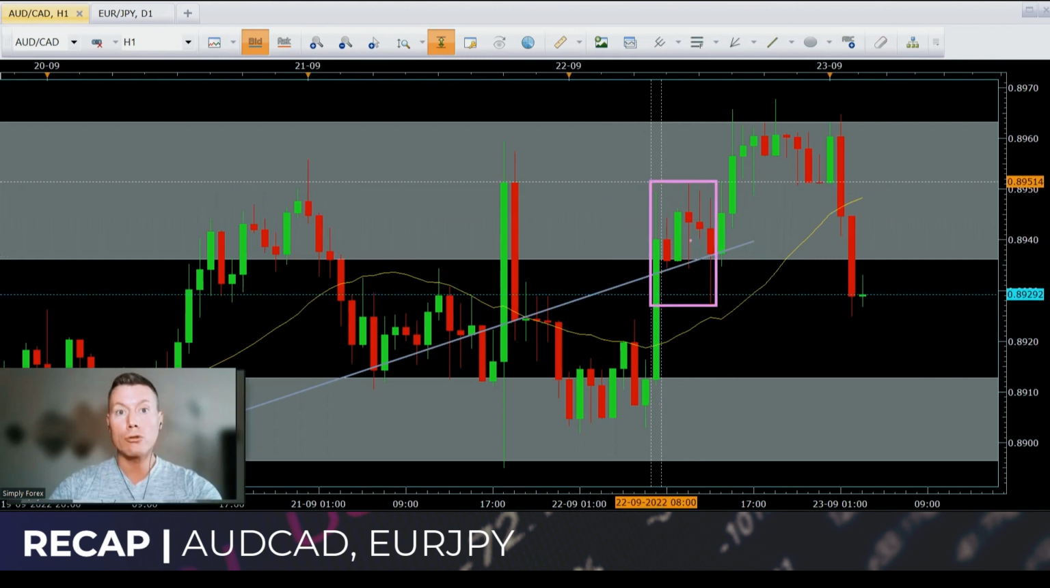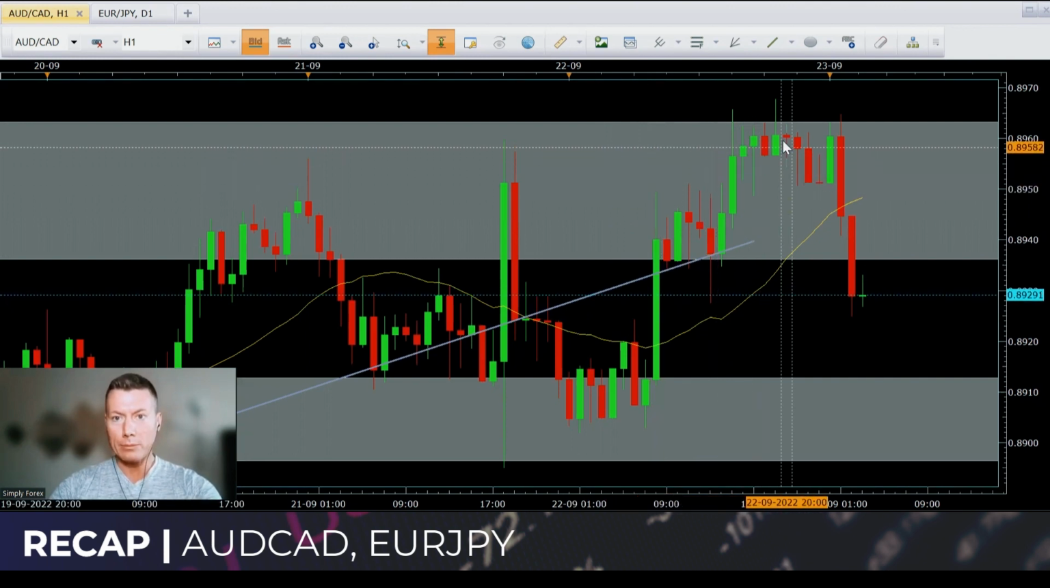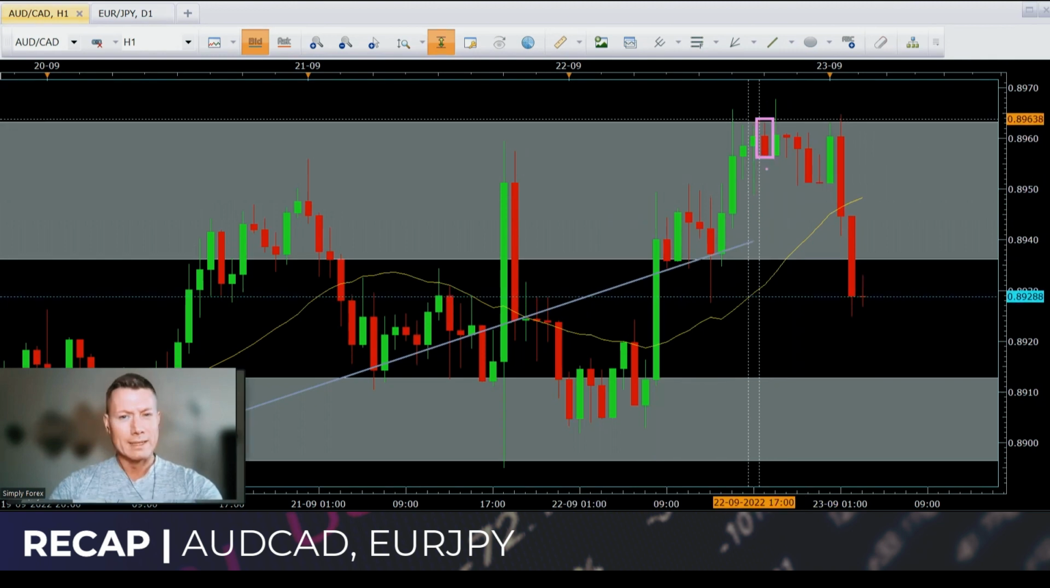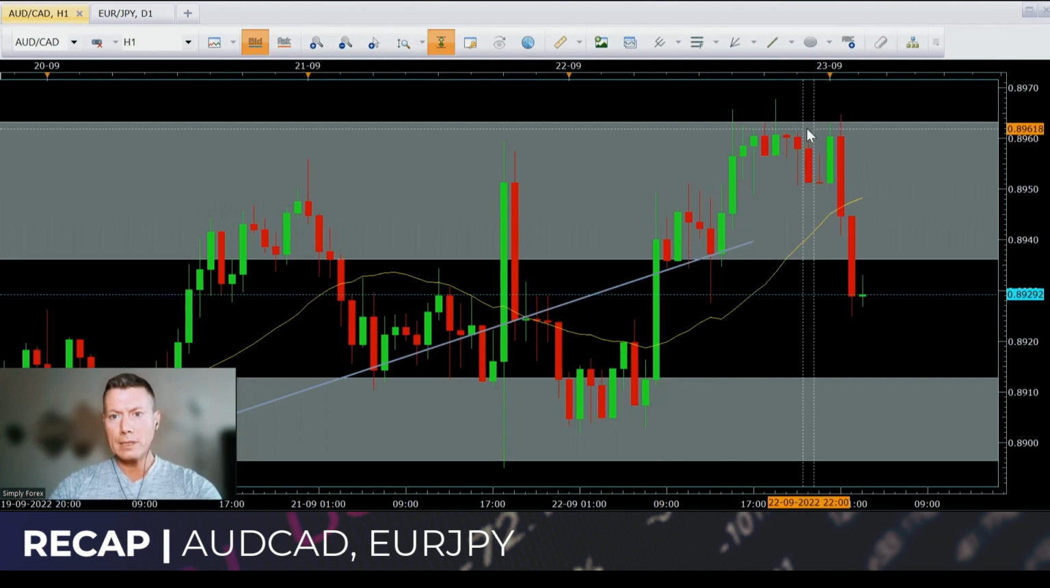Okay, so we only trade strong setups. All right, and then price did come up to the top of our grey zone. We had this candle, but again, sellers aren't in control. Look at the candle before it. And then arguably, this candle we could have entered on.